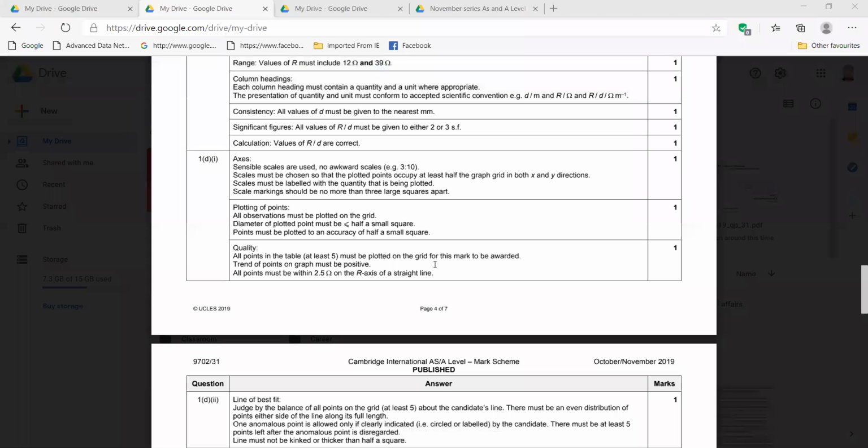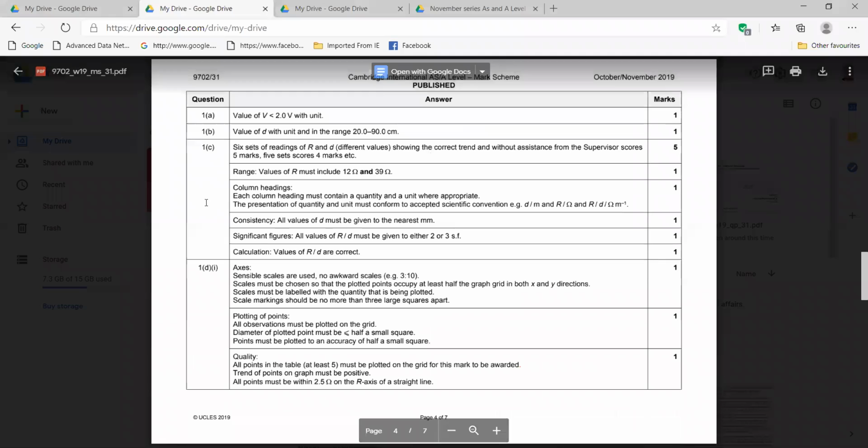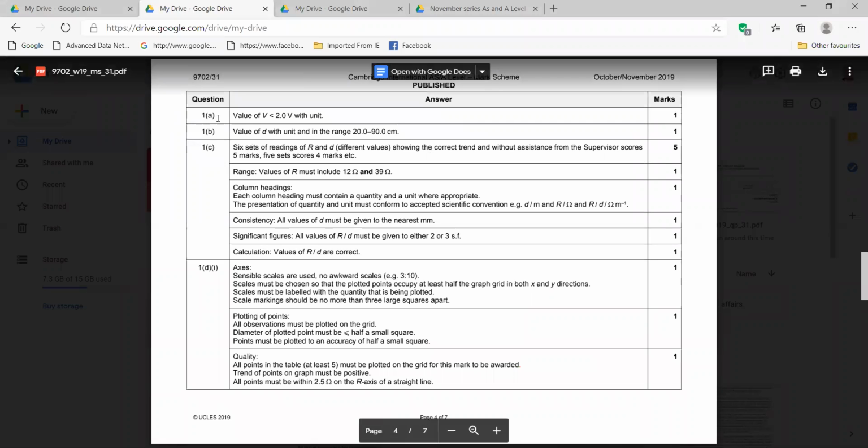Okay, here is the mark scheme. Can you see the mark scheme? Yes sir, I can see. Okay, look, 1A. Can you read it?